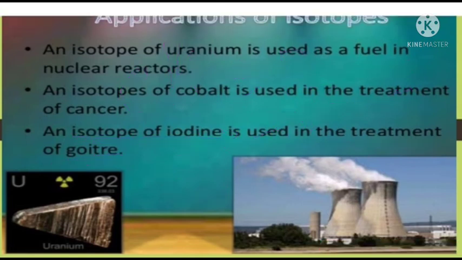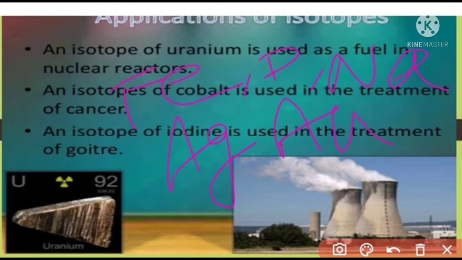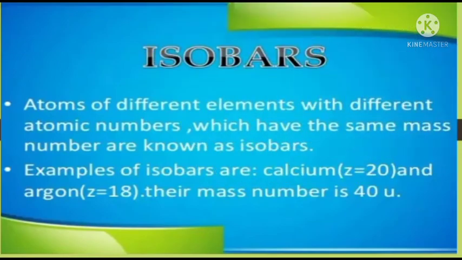Gold, silver, iron, phosphorus and sodium isotopes are also used in the medicinal industry or for a variety of diseases. So these are all applications of isotopes.